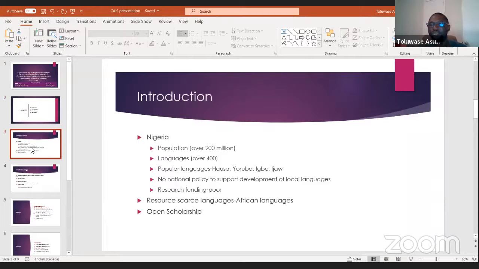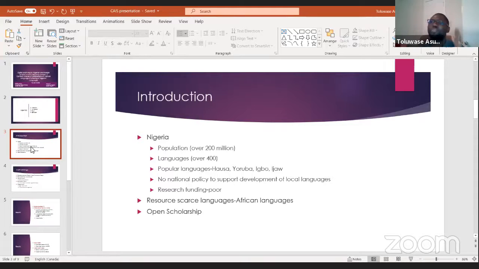Nigeria is the most populous Black nation in the world with over 200 million population. There are over 400 languages spoken in Nigeria, but the most popular languages are Hausa, Yoruba, Igbo, and Ijaw. These four languages are spoken by over 78% of Nigeria's population. There is no national policy to support the development of local languages. In fact, religious organizations, especially Christian organizations like the Nigerian Bible Society, do more on developing Nigerian languages than the Nigerian government.